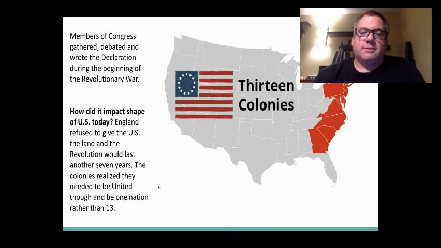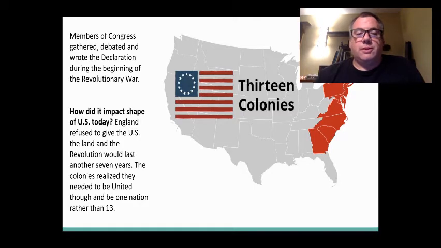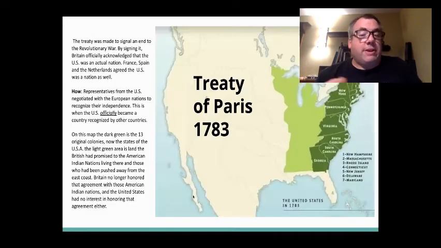And then, of course, the Revolutionary War is where the colonies tried to separate from England. And we know, spoiler alert, that England would eventually say, fine, it's too expensive, too many lives lost, we will let you be independent. And so the Treaty of Paris was what was signed to end the Revolutionary War.